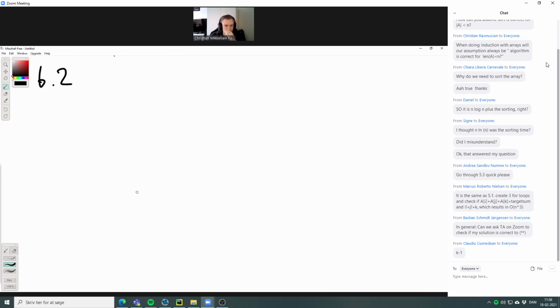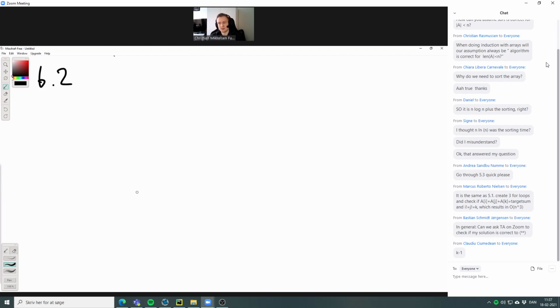Okay. So next up, we have question 6.2. And this is the quicksort part of the question. It explains that a partitioning of A is a separation of A into 2 arrays, A low and A high, where everything in A low is less than or equal to the median, and everything in A high is greater than the median.